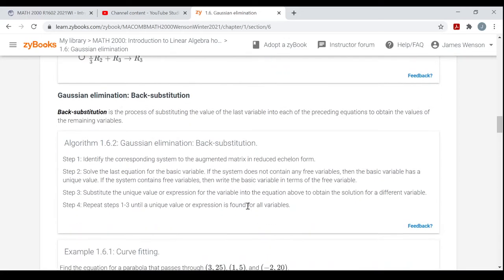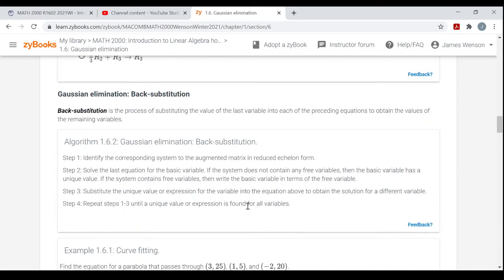Now, the whole point of doing this forward elimination, to put a matrix into echelon form or row echelon form, is so that we can solve a system. And we're going to solve a system using what's called back substitution. Back substitution is the process of substituting the value of the last variable into each of the preceding equations, proceeding backwards, to obtain the values of the remaining variables.